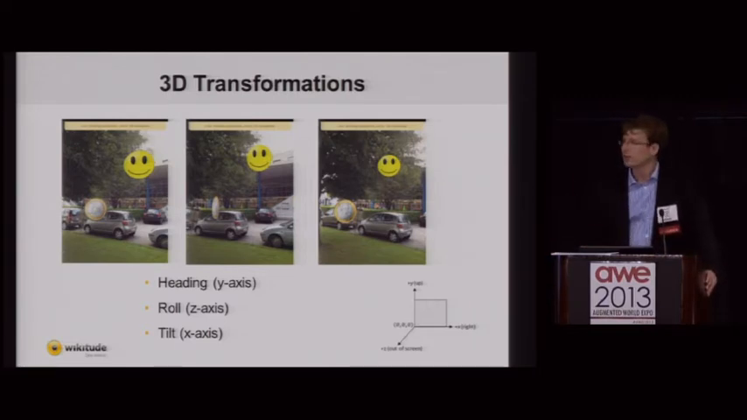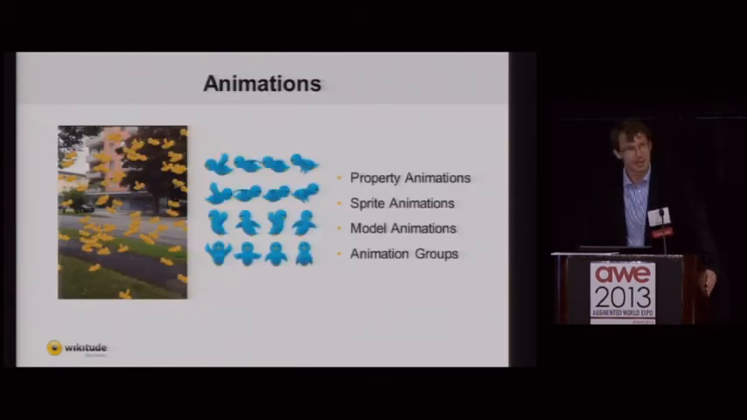We also support 3D transformations, of course, like heading, roll, tilt, so you can rotate your objects, but not just the 3D objects, also the 2D objects, like here a euro coin, which could be spun around, and doesn't necessarily have to be a 3D model. It can also be a 2D image, which sometimes is a lot easier for developers.